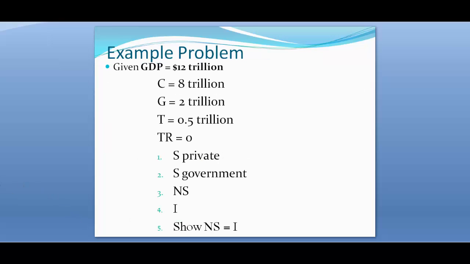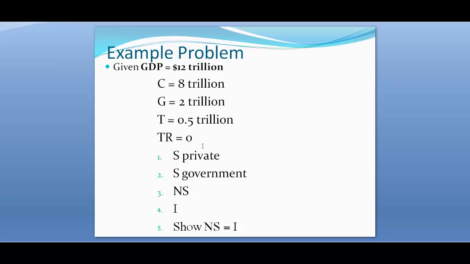In the following example problem, we are given that GDP for the country is $12 trillion. Consumption spending is $8 trillion. Government spending is $2 trillion. Taxes are $0.5 trillion. Transfer payments are given as 0.